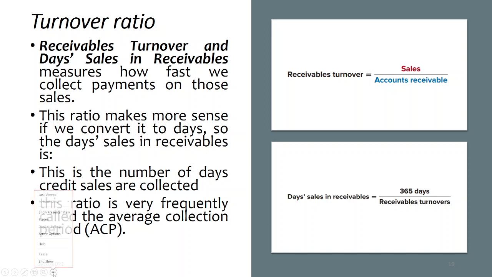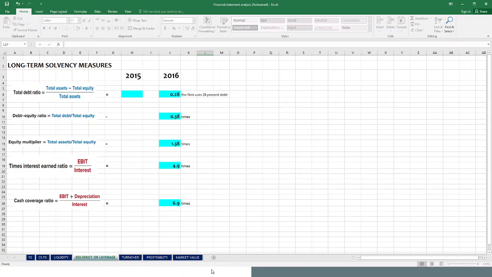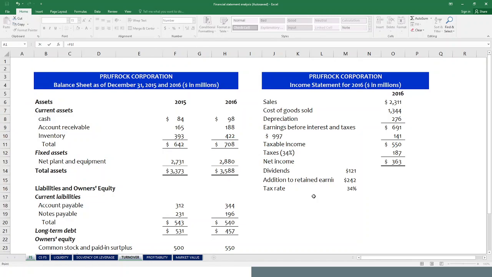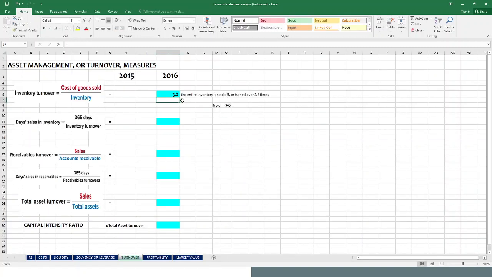So let's go back to our Excel to demonstrate how these are done. In our Excel, this is the turnover ratio. Here we compute for 2016. This is equals to our cost of goods sold, which is this. We'll divide it by inventory, which is this. Enter. So the entire inventory is sold off, or turned over, 3.2 times.